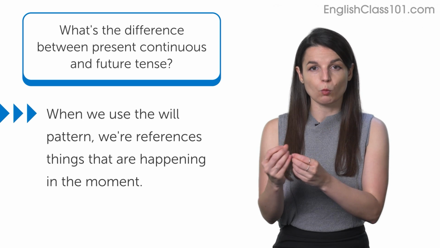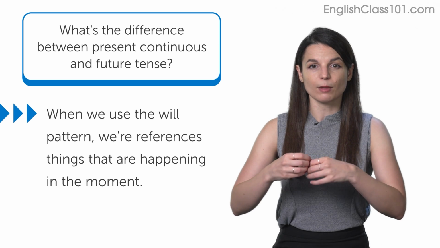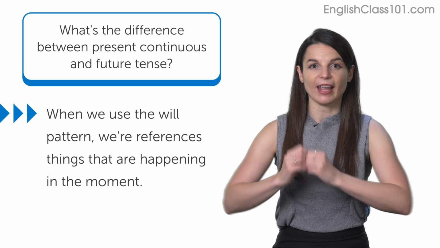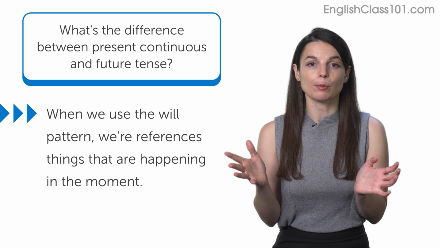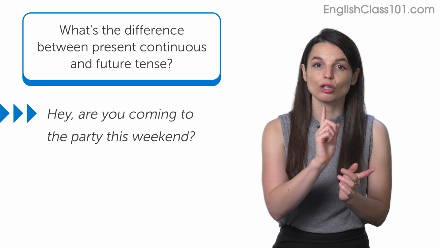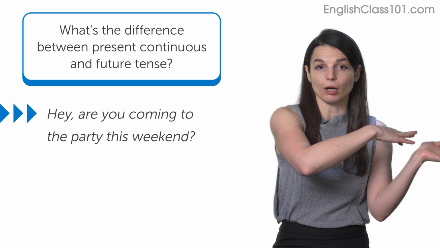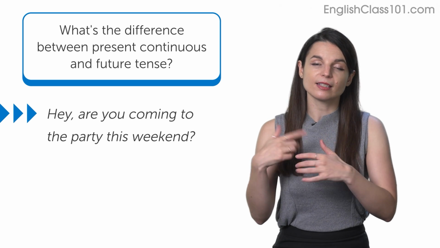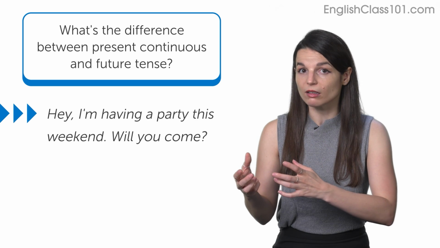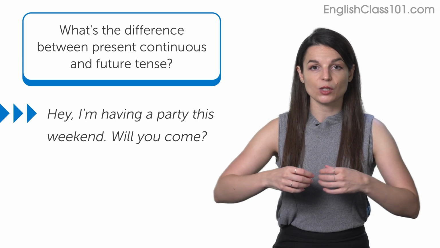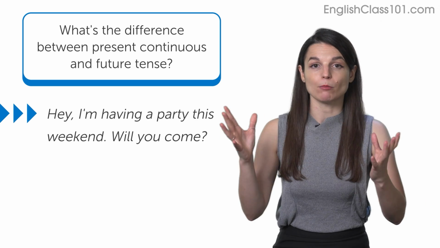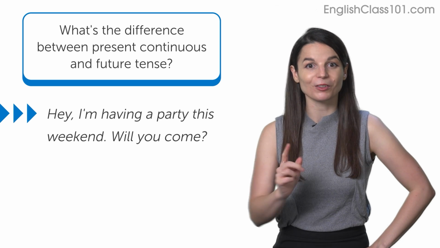When we use that will pattern, we're talking about things that kind of arise in the moment. They happen in the moment. So for example, I might say to my friend, "Hey, are you coming to the party this weekend?" Which sounds like we talked about it before, yeah? But a situation where you might hear will used, as in your question, is when the information happens at that moment. Like, "Hey, I'm having a party this weekend, will you come?"